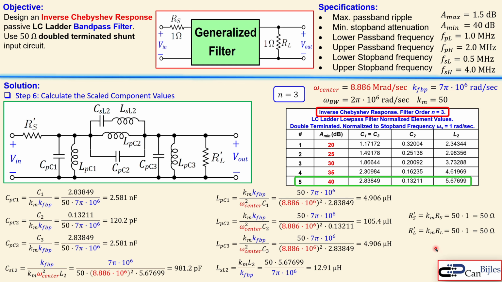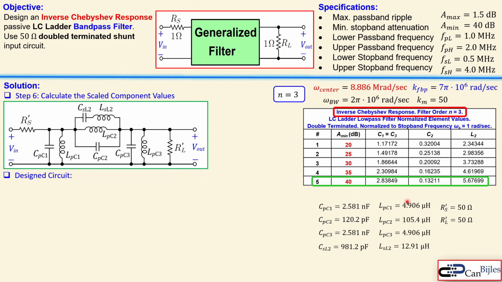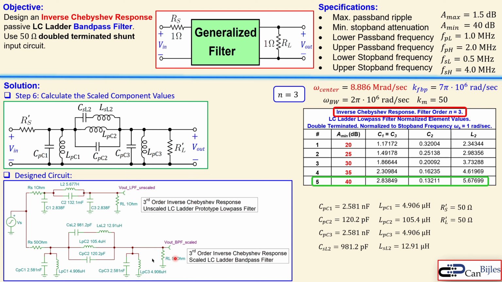Okay, now we have all the components we need for this final design. So let's collect them together here. So we see actually the 8 components of the filter and also the source and the load. So in total 10 component values for our final design. And this is now the final design in the SPICE simulator.